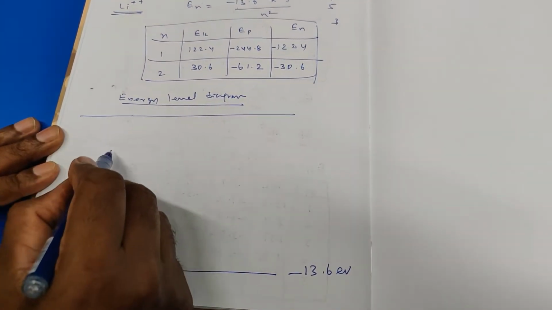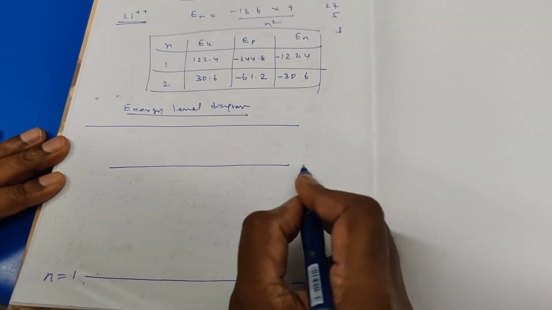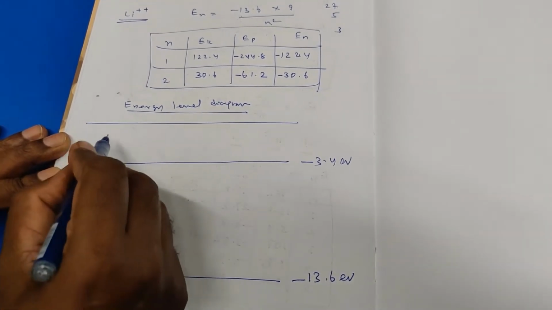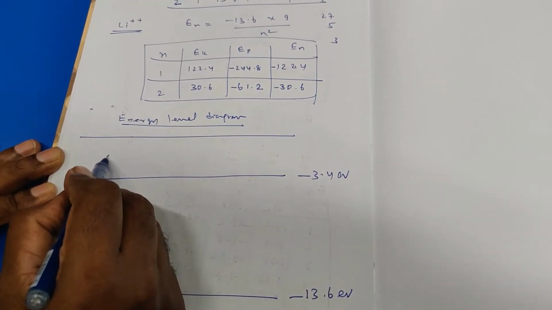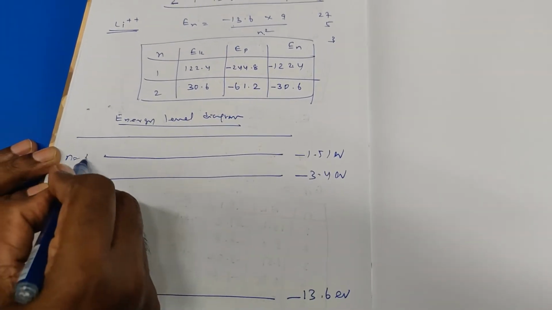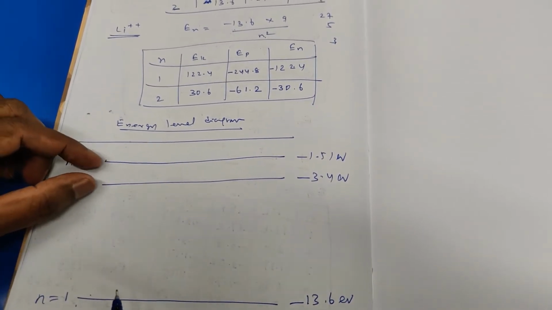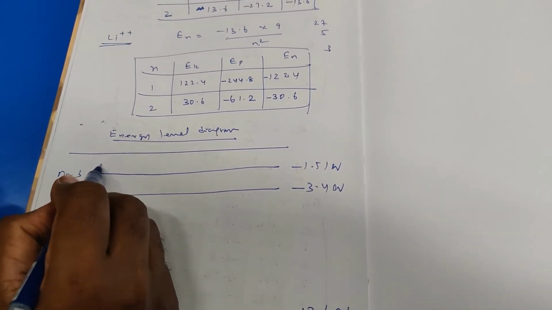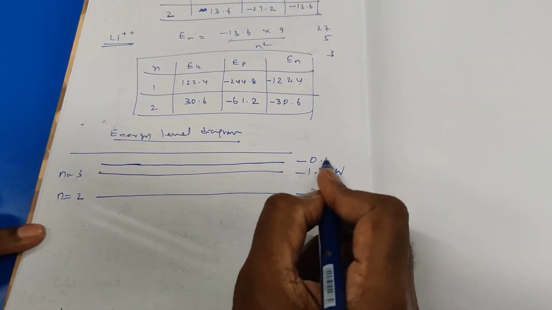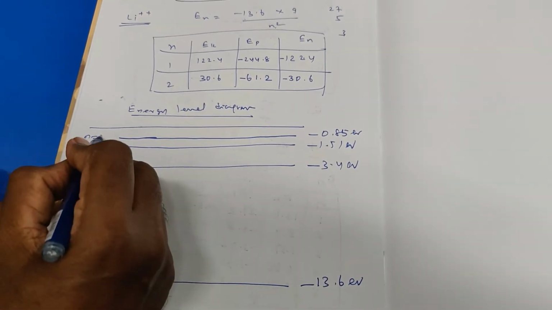Then I will mark in my scale 3 centimeter, maybe it is here. I'll say this is minus 3.4 electron volt. This is N is equal to 2. Then I will mark it somewhere here and say this is minus 1.51 electron volt, N is equal to 3. Now you watch the distance. This is very near. Now the next energy level will be very, very near, and that is minus 0.85. So definitely the gap is less. N is equal to 4.